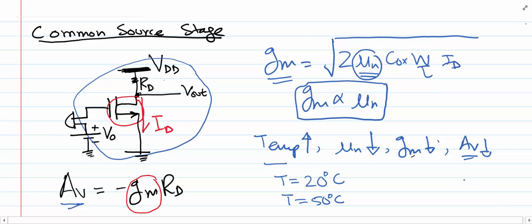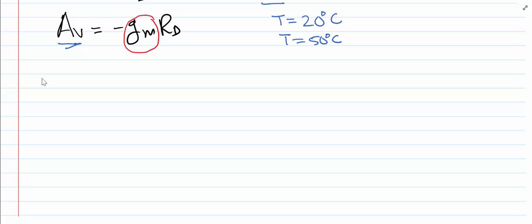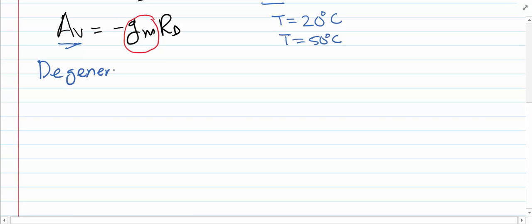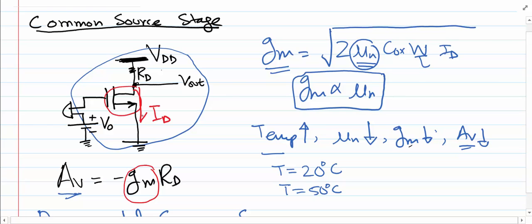We want to design a circuit or an amplifier which works perfectly fine for a large range of temperature, or a reasonably large range of temperatures. So one of the solutions to the problem is the circuit which we are going to now, called degenerated common source. The circuit remains the same with a small change, and the change we're going to do is we are going to connect a resistor between source terminal and the ground, and that is going to be called as degenerated common source stage.